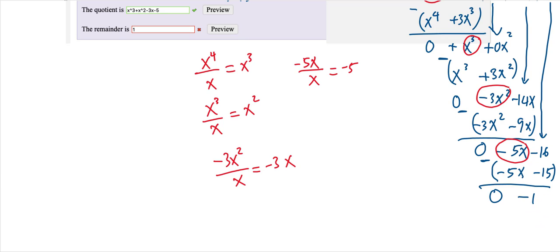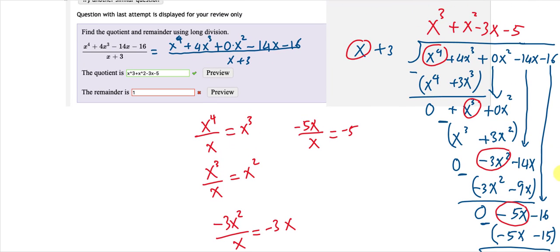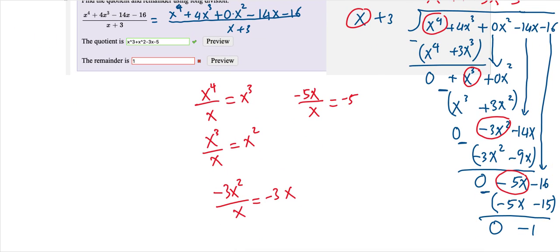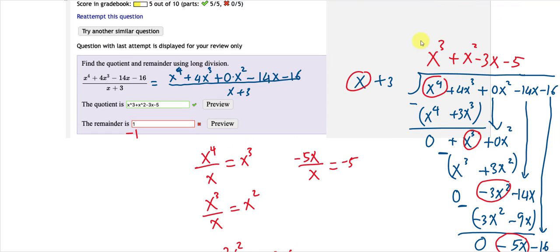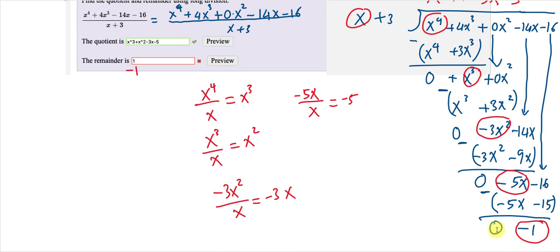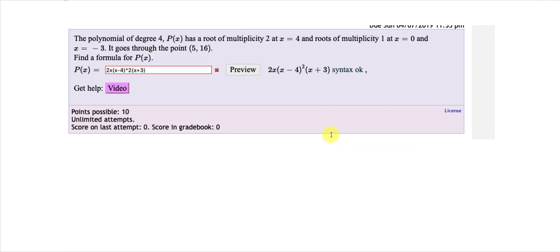Okay, so we don't have any more terms here, so we stop. This should be the remainder of minus 1. So it's not 1, it should be minus 1. And this should be the quotient: x to the third power plus x squared minus 3x and minus 5. So you got the quotient right, but not the remainder. It should be minus 1. I think you messed up the minus signs around here. Okay, let's move on to the next question.